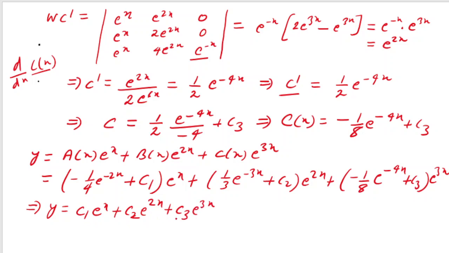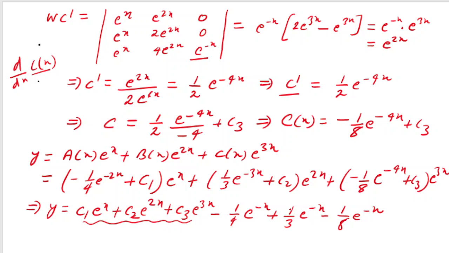So basically this is the complementary function part. Now if you look at this term, I will get minus, let me write it. So minus 1 by 4 e to the power minus 2x, and x will give e to the power minus x. From here I get plus 1 by 3 e to the power minus 3x, and 2x will be e to the power minus x. And from here I will get minus 1 by 8 e to the power minus x.